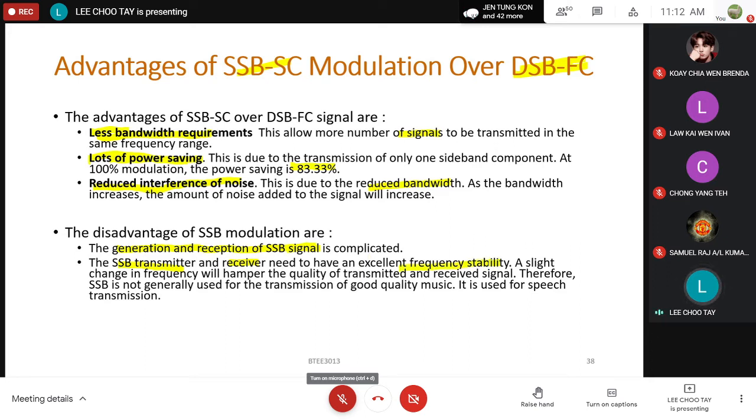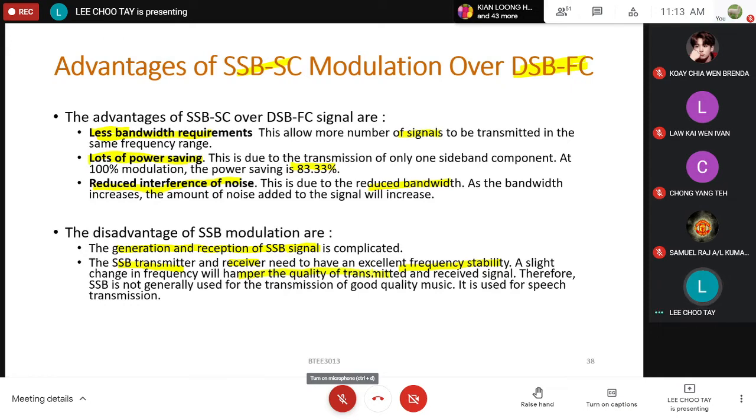All right. So we have seen that the recovery process requires coherent detection. Coherent is the same as synchronous. So that means the transmitter and the receiver need to have a very good frequency stability, in the sense that the carrier frequency needs to be stable and in sync. A slight change in frequency will hamper the quality of the transmitted signal. We have seen this, isn't it?